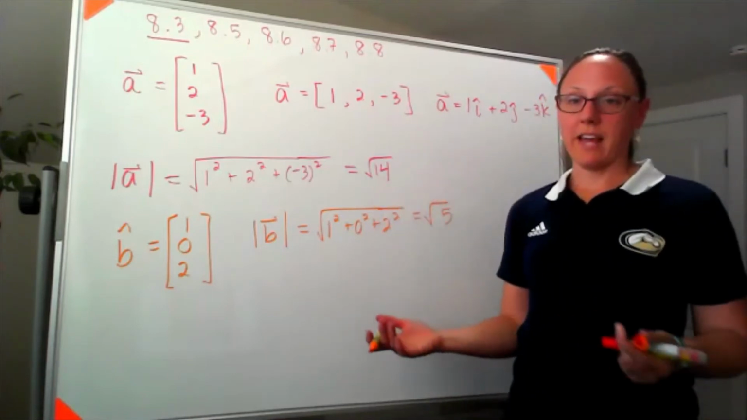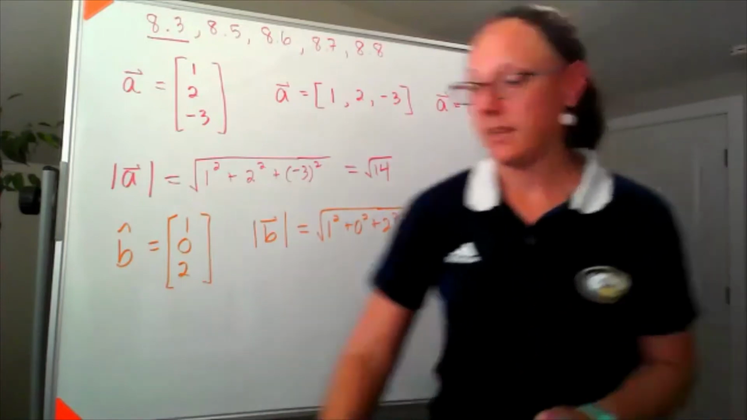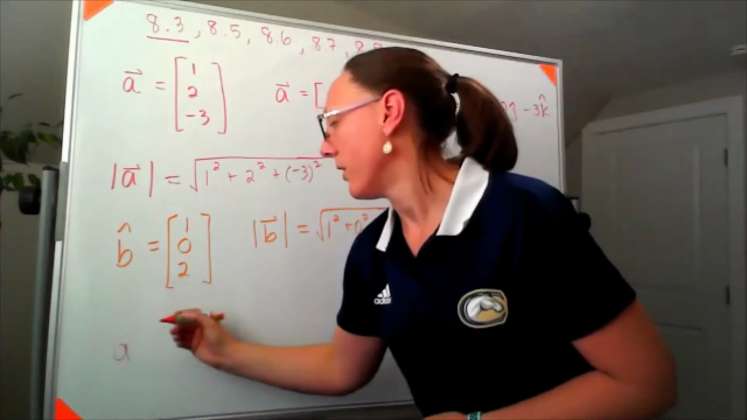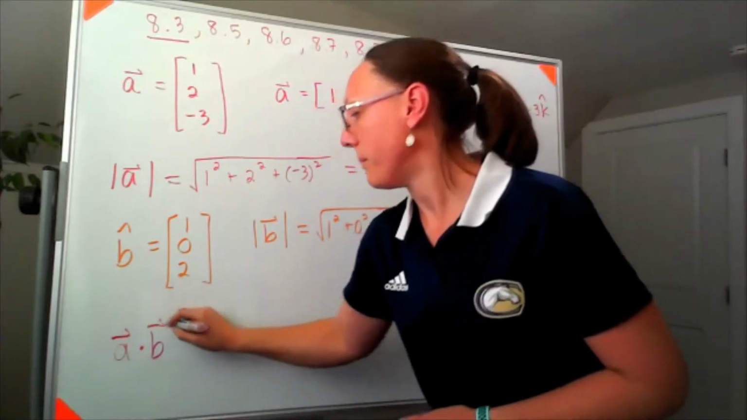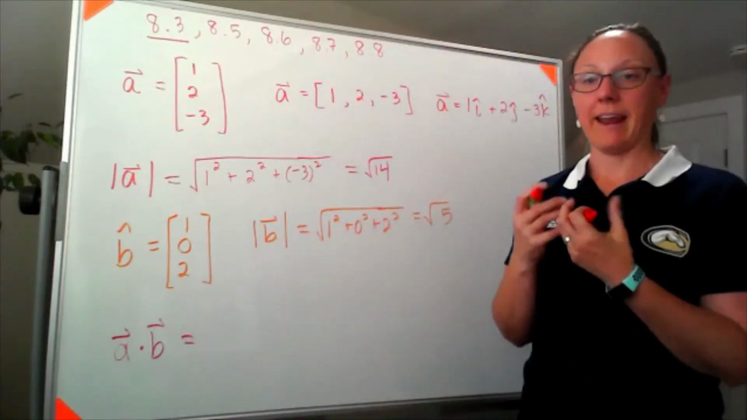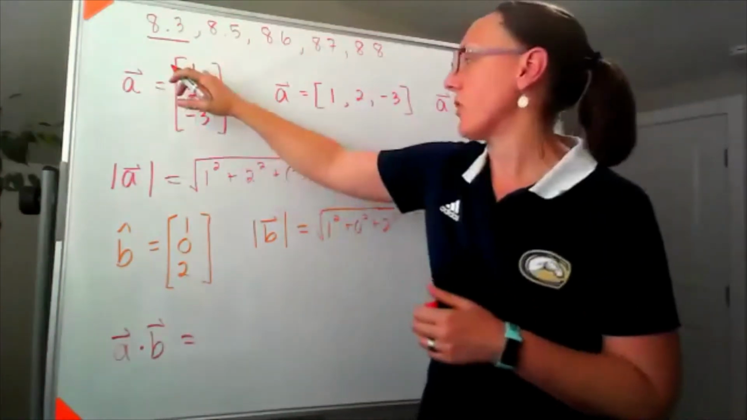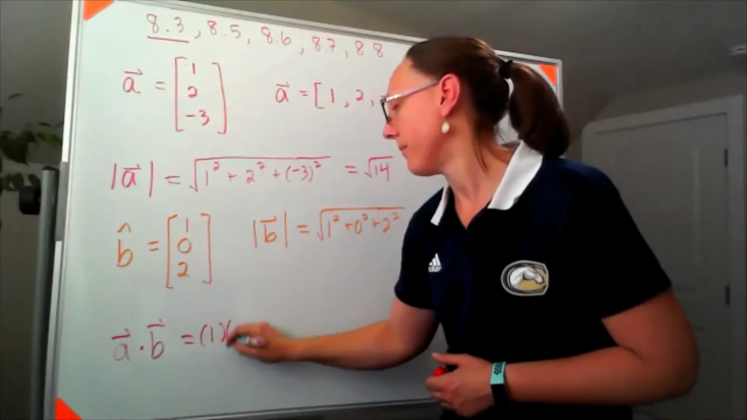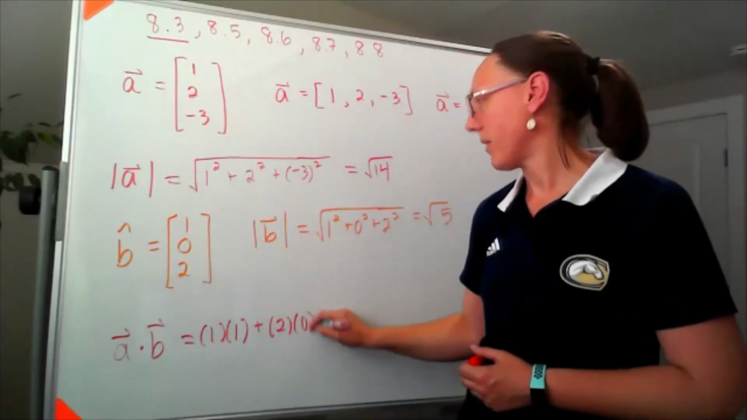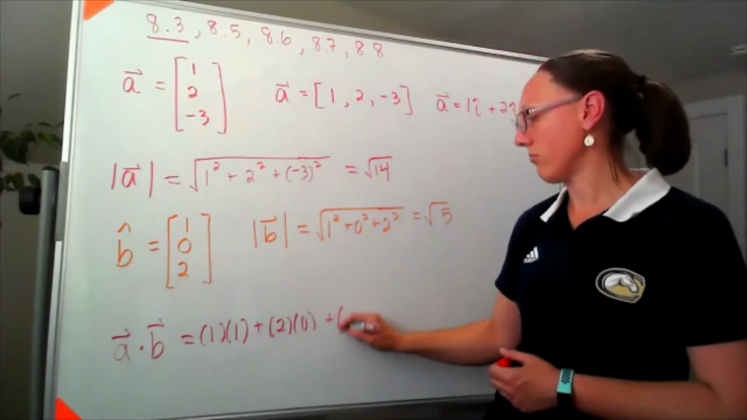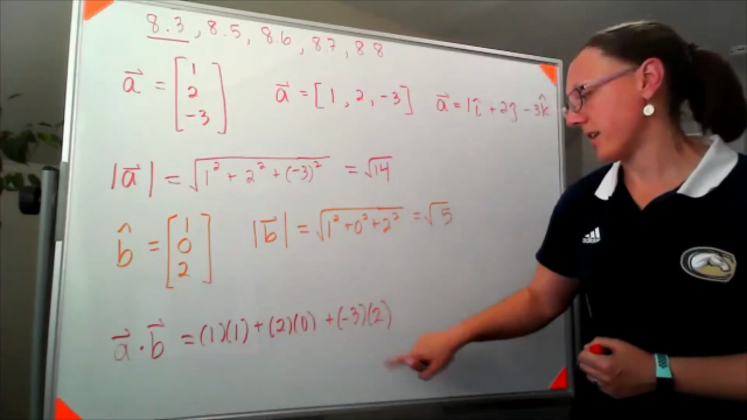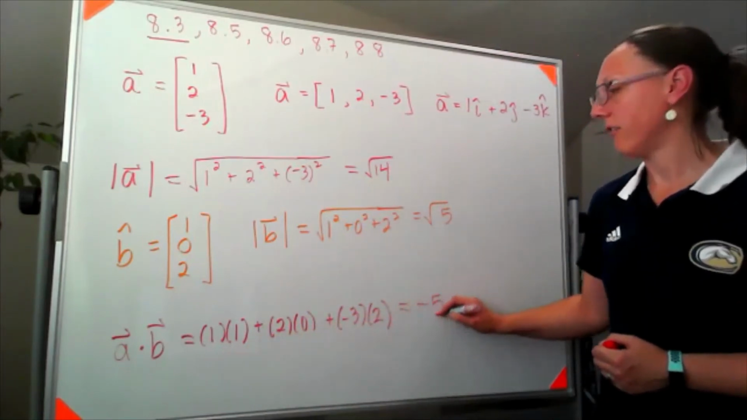With those 2 vectors, I can now talk about things like the dot product. So if I take the dot product of A and B, or A dotted with B, that means that I'm multiplying each of the components together and adding between components. So that's going to look like 1 times 1 plus 2 times 0 plus -3 times 2. That's 1 plus 0 minus 6, so I get -5.